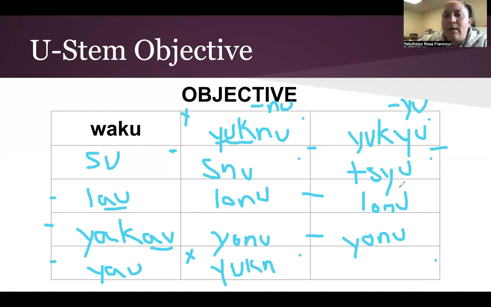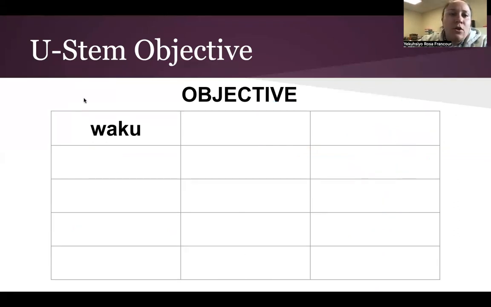T-S-Y-U. Okay, we had lono. We already filled that in. Top and the bottom here and here are the same. So we have yungnu, or sorry, yungyu. I need to have more coffee. Yungyu and yungyu are exactly the same. That's our objective side for the U stem. Okay, awesome, great. Let's go and move on.